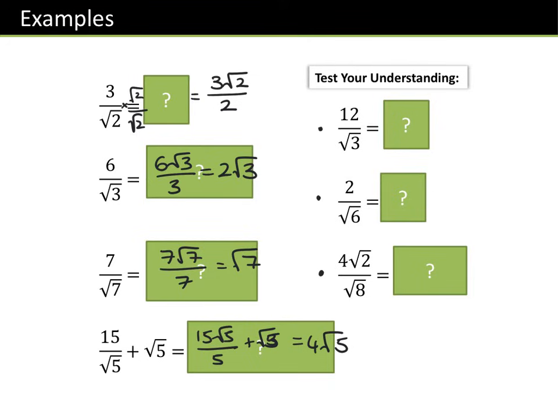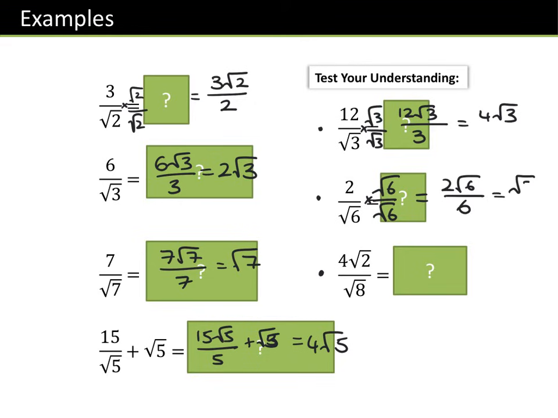Okay? For the test your understanding, we're going to multiply by root 3 over root 3. So I'm going to get 12 root 3 over 3. 12 root 3 over 3 is actually 4 root 3. I'm going to multiply by root 6 over root 6, which equals 2 root 6 over 6. 2 over 6 is actually root 6 over 3, because we're cancelling the fractions, the numbers.